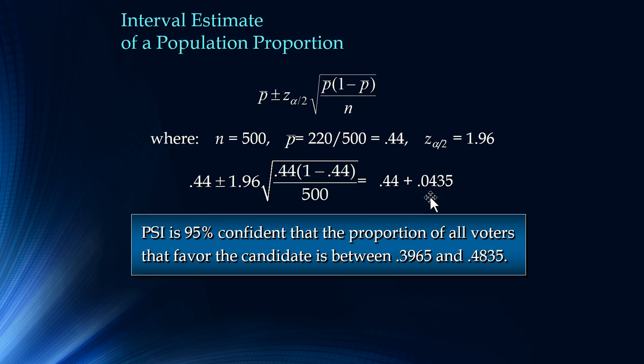So what does this mean? This means that we are 95% confident that if the election were held today, the proportion of voters that would favor the candidate would be between 39.65% and 48% of the population would vote for you. Again, if you need a majority, this isn't going to cut it. So now we know where to focus, right? We know where to focus our efforts. And so we want to be sure of that.